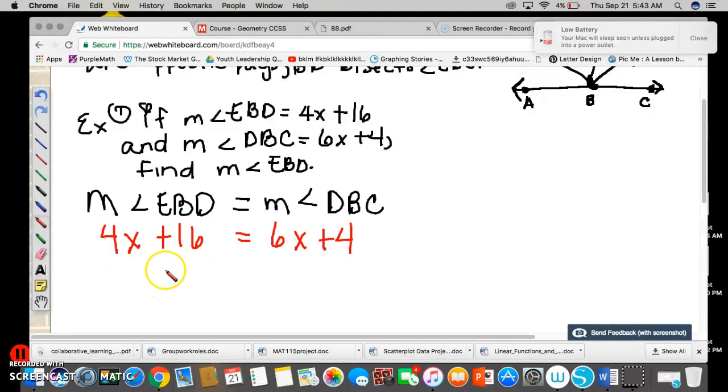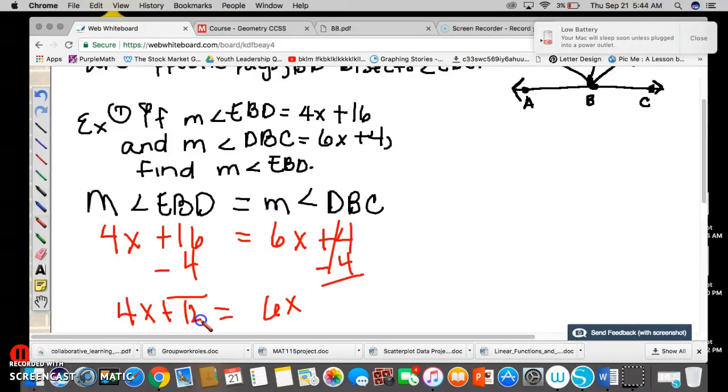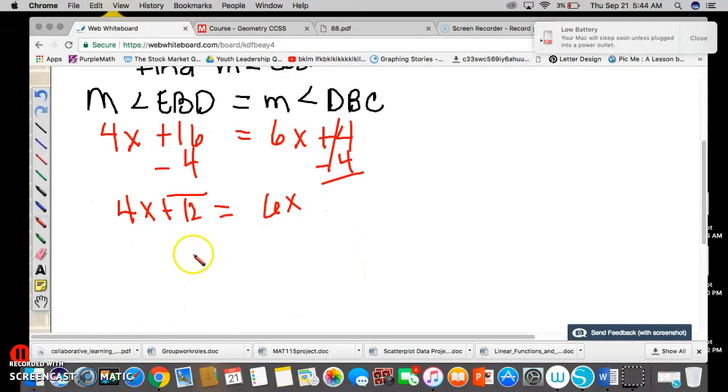So this is just basic solving equations with variables on both sides. So we're going to go ahead and get started. So we're going to subtract 4 on both sides of the equation so that we can find out what x is in order to be able to find out the measure. I'm going to bring down the 4x, and that's going to equal 6x. 4x plus 12 equals 6x. Alright, and excuse my handwriting. So that's 4x plus 12 equals 6x.